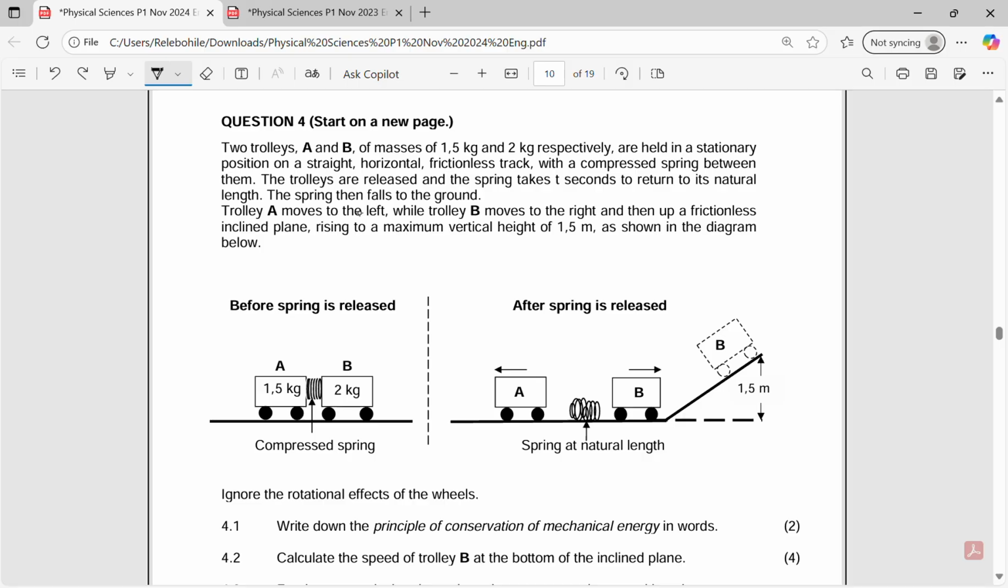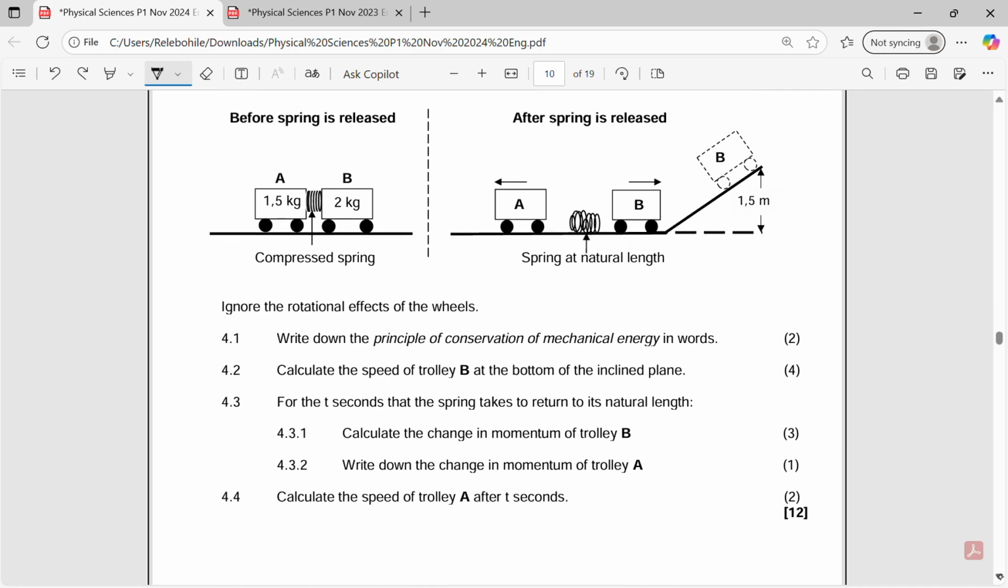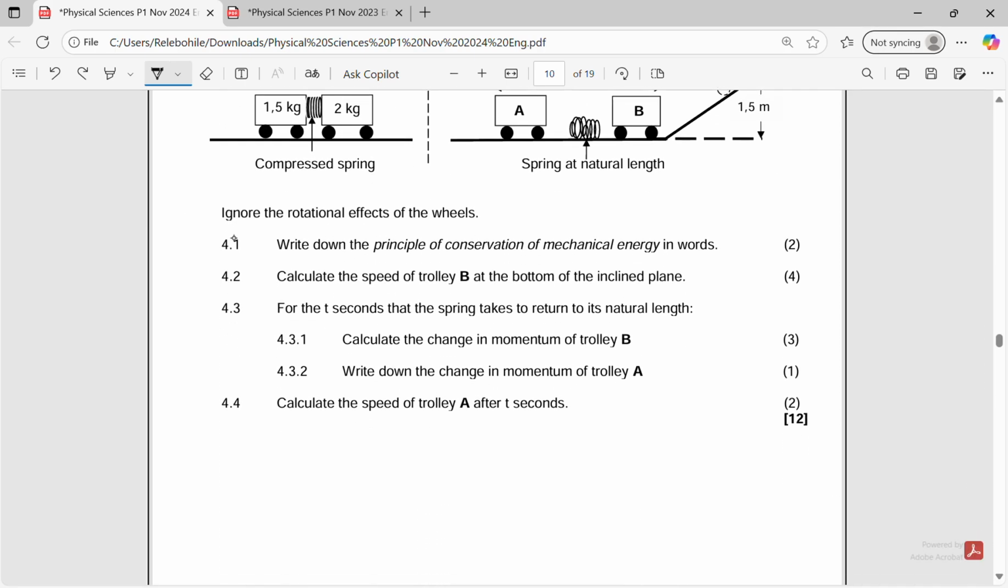Trolley A moves to the left while trolley B moves to the right and then up a frictionless inclined plane, rising to a maximum vertical height of 1.5 meters as shown in the diagram below. And then we have our two diagrams there that are displaying this situation. They say ignore the rotational effects of the wheels.